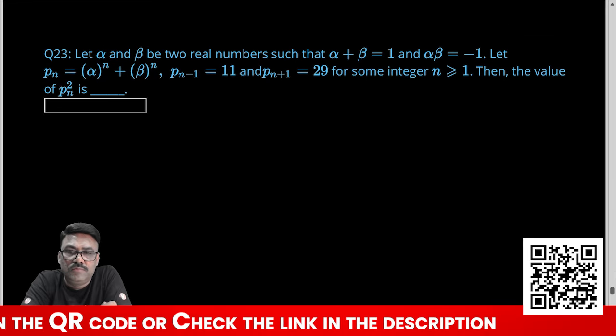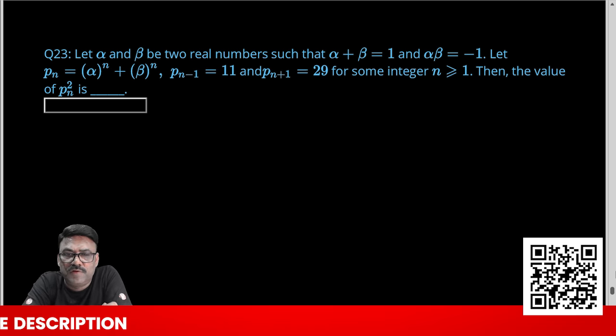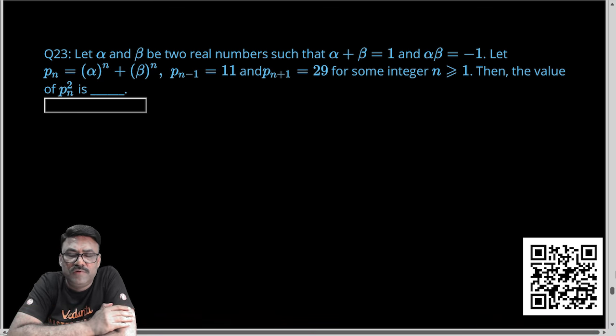Alpha and beta are two real numbers. Alpha plus beta is 1. Alpha into beta is minus 1. Pn is alpha raised to n plus beta raised to n. Pn minus 1 is 11. Pn plus 1 is 29. So what will be Pn square?